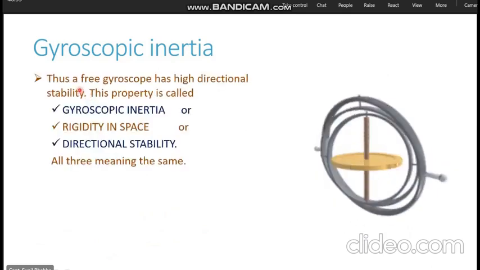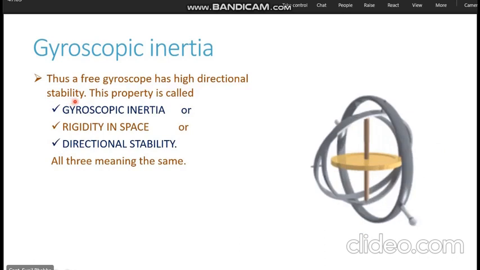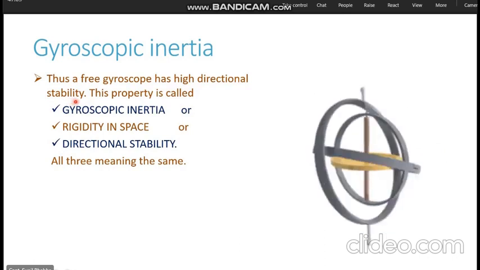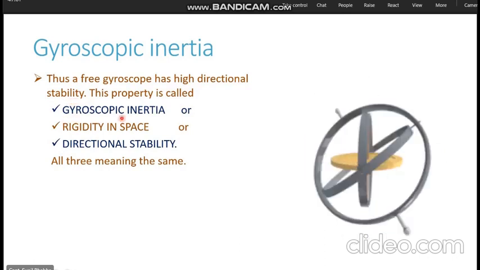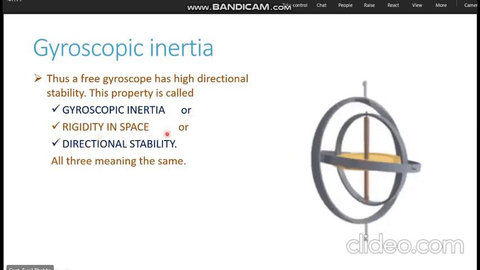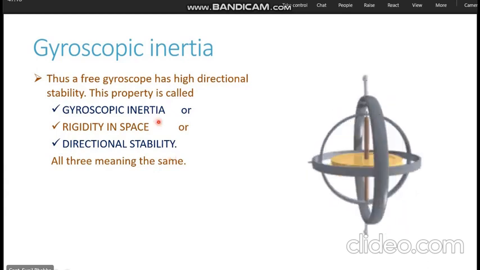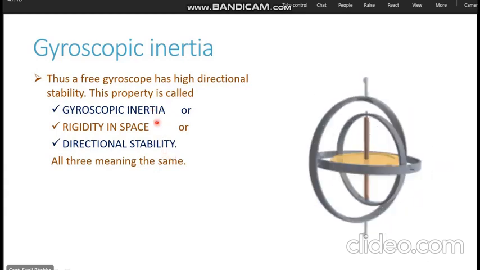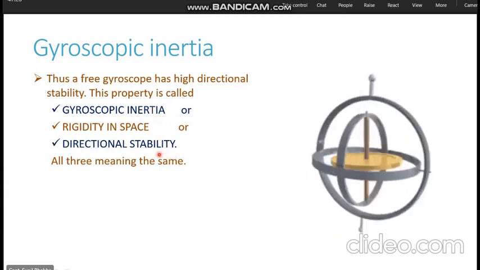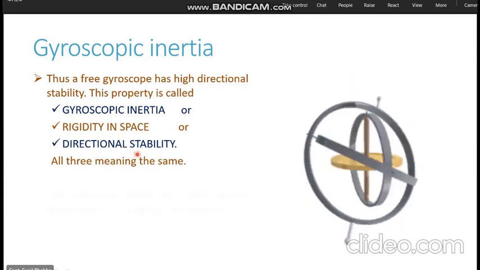So thus we can say that a free gyroscope has high directional stability. This is known as gyroscopic inertia, or rigidity in space, or directional stability. This property can be denoted by any of these terms: gyroscopic inertia, rigidity in space, or directional stability. All three of them mean the same thing.